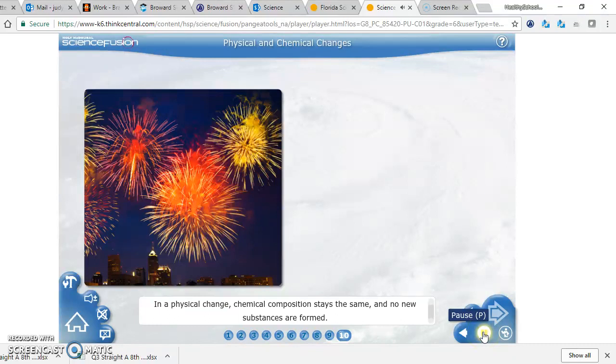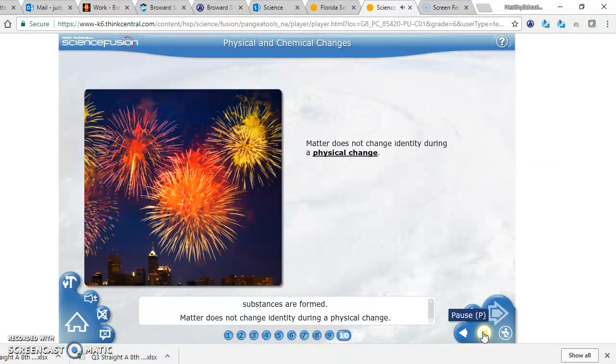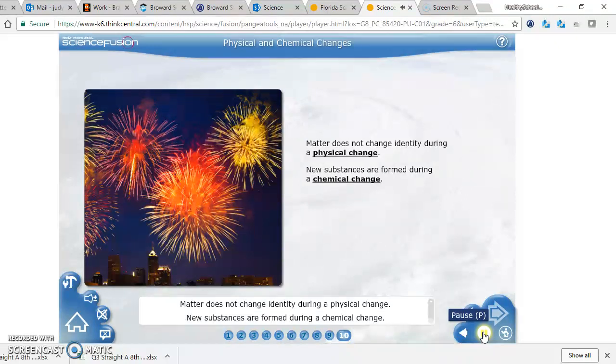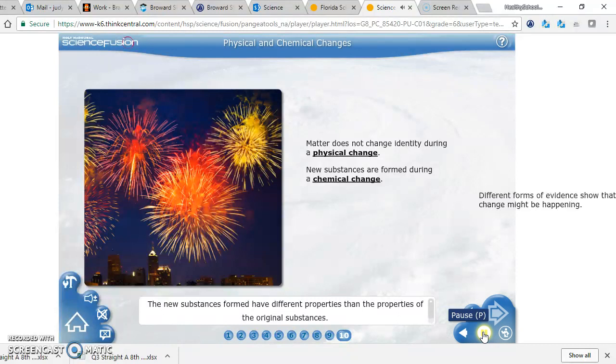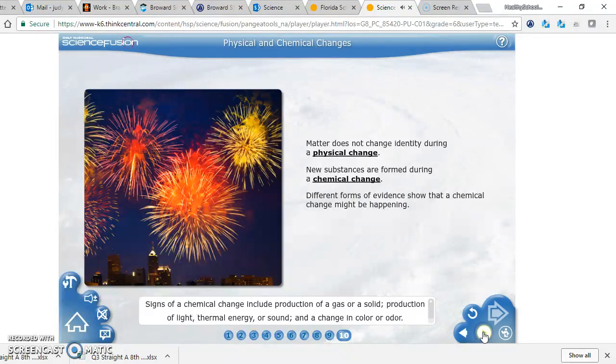In a physical change, chemical composition stays the same and no new substances are formed. Matter does not change identity during a physical change. New substances are formed during a chemical change. The new substances formed have different properties than the properties of the original substances. Signs of a chemical change include the production of a gas or solid, production of light, thermal energy or sound, and a change in color or odor.